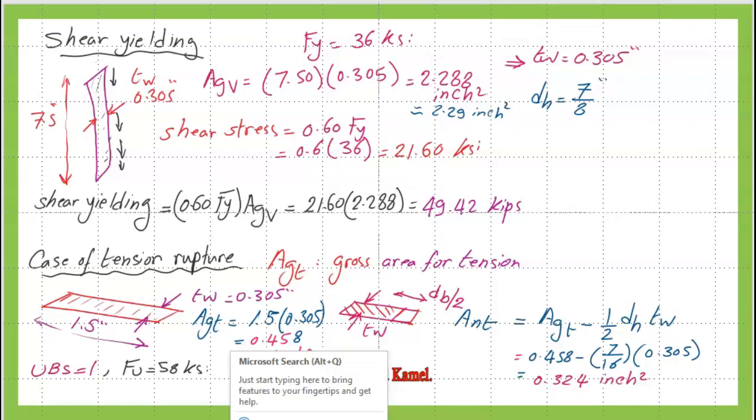As we can see from the slide, the ANT will be equal to 0.3241. The UBS value equals 1. The ultimate stress, F ultimate, equals 58 KSI.